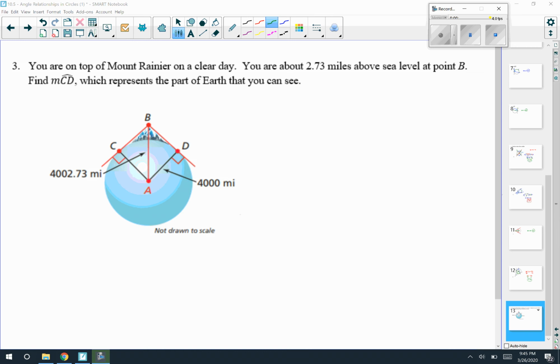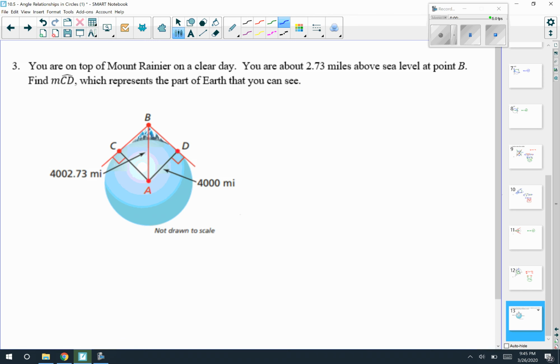Okay, everyone, last but not least, we have example number 3, which is an application problem. You are on top of Mount Rainier on a clear day. You're about 2.73 miles above sea level at point B. Find the measure of arc CD, which represents the part of the Earth that you can see.